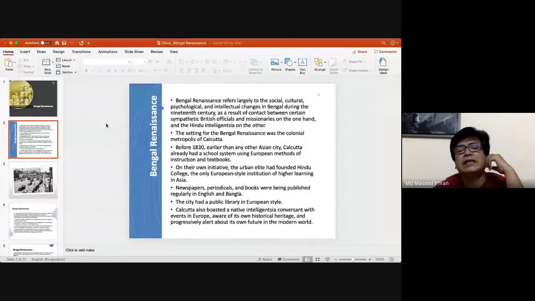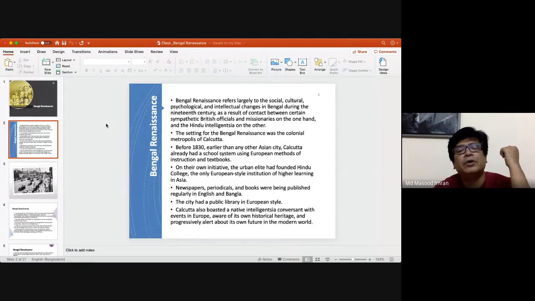Newspapers, periodicals, and books were being published regularly in English and Bangla. The city had a public library in European style. It was amazing that in the 19th century Calcutta already had a public library, which was established by the British government. And Calcutta also boasted a native intelligentsia conversant with events in Europe, aware of its own historical heritage, and progressively alert about its own future in the modern world.